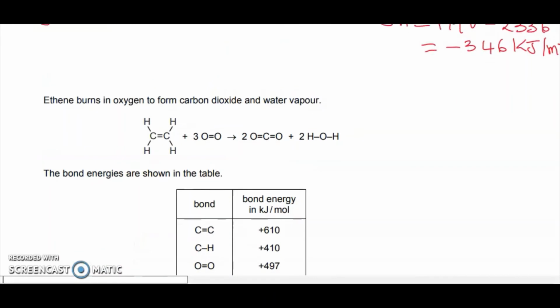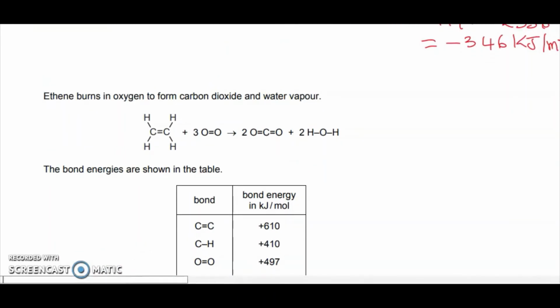Okay, so let's see how to solve this. Like we know already, we begin with bond breaking, and this occurs in reactants. So let's see. Here, what are we breaking? We are breaking one CH bond, one CH bond, one CH bond, one CH bond. So in effect, we are breaking 4 CH bonds. Plus, remember, we are breaking one carbon-carbon double bond.